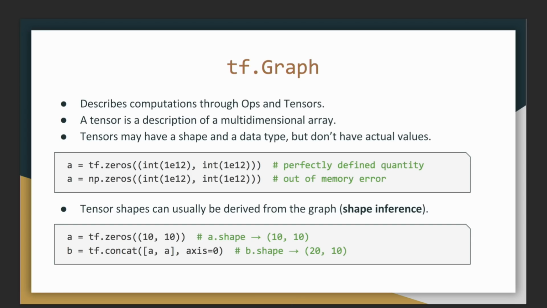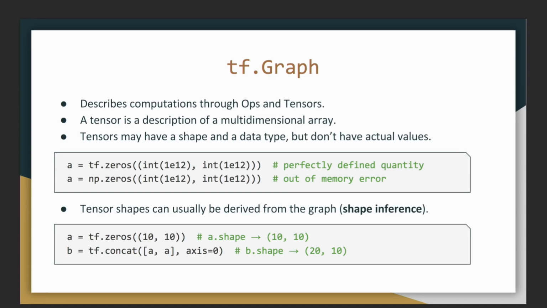So let's start with the TF graph. The TF graph combines and describes all the computations that you have defined through these abstractions of ops and tensors, where tensors are just a description of these multidimensional arrays that flow between operations. And they may have shape and a data type, but they don't have actual values. This is really the most important thing that you need to remember when you're writing TensorFlow. When you define a tensor, that doesn't allocate anything in memory. There is no actual computation going on.